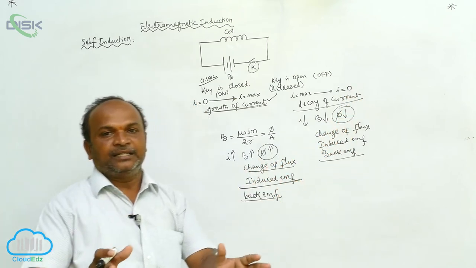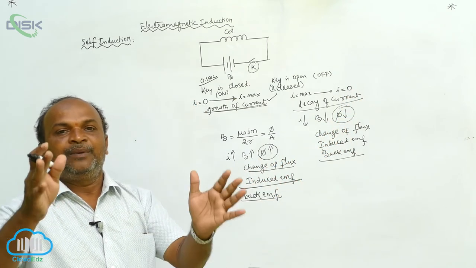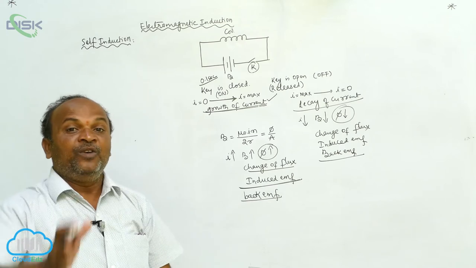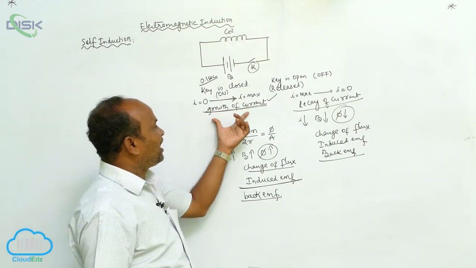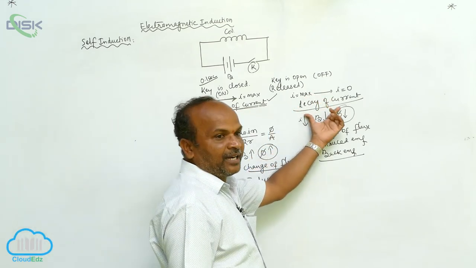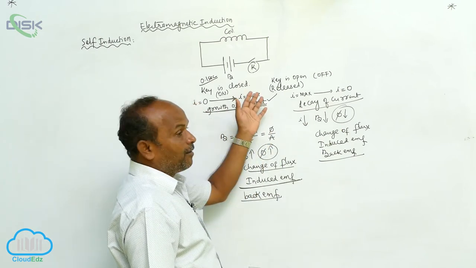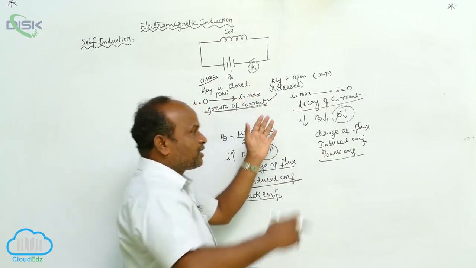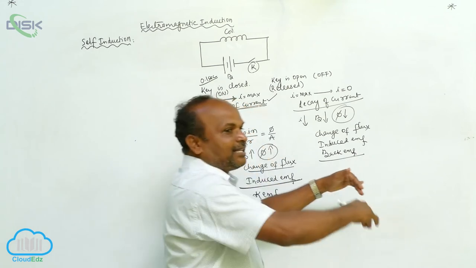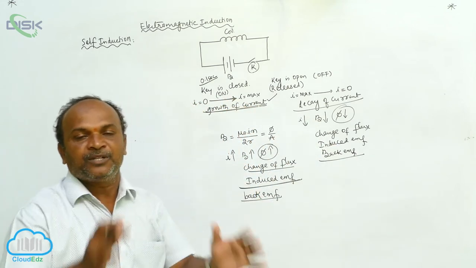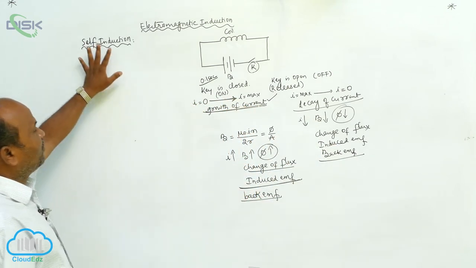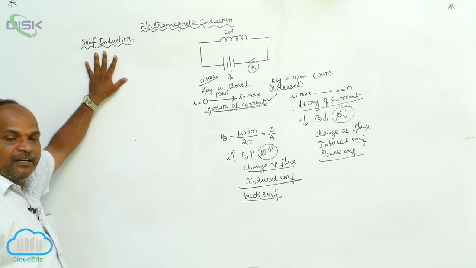This inductor, this coil, has a particular property which opposes the growth of current or decay of current. Here current is growing, and that growth is opposed. Current is decaying, and decaying is also opposed. That opposing property is called self-induction.